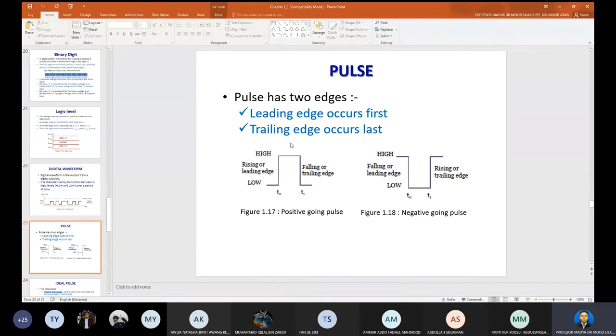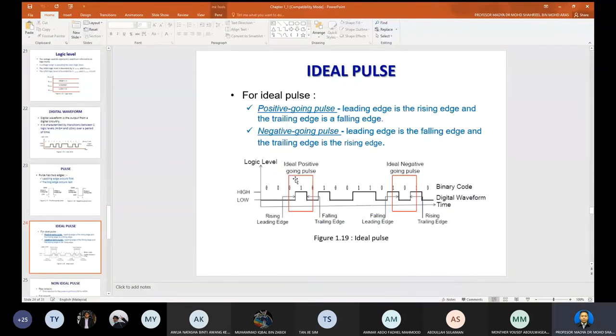Let me show you. You can see this one is the ideal pulse. Very smooth, very nice pulse. But in real time, it's not like this. I will show you the real pulse actually. So this is the ideal, very smooth. You can see 0 0 1 here, very smooth ideal pulse.